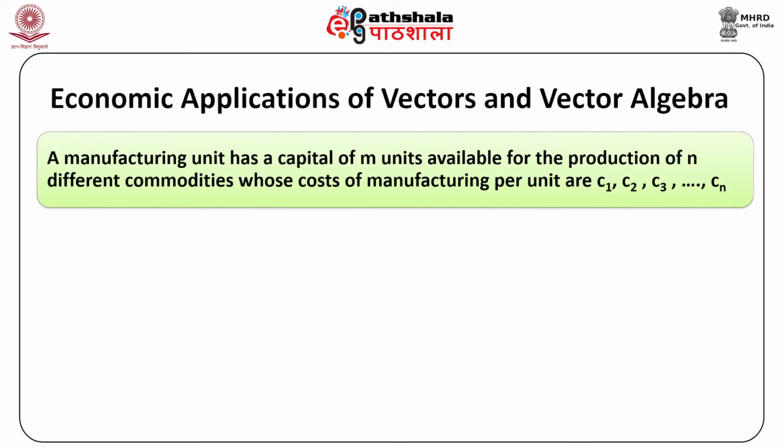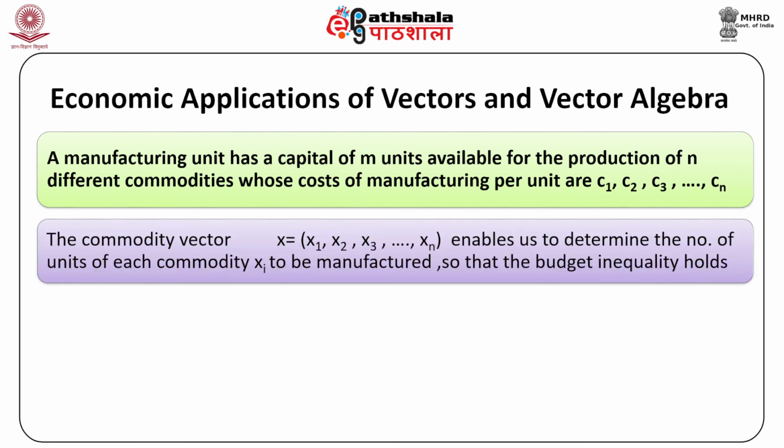Suppose a manufacturing unit has a capital of M units available for the production of N different commodities whose costs of manufacturing per unit are C1, C2, C3, right up to Cn respectively. Now the commodity vector X = (X1, X2, X3, ..., Xn) enables us to determine the number of units of each commodity Xi to be manufactured so that the budget inequality holds. This is given by C1x1 + C2x2 + ... + Cnxn ≤ M, which is known as equation 2.